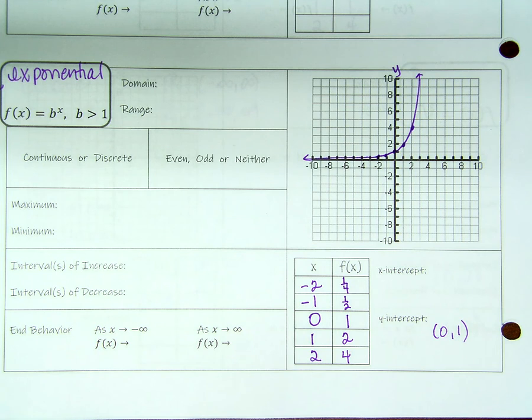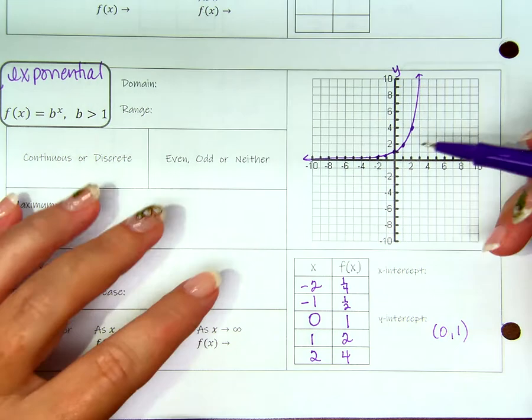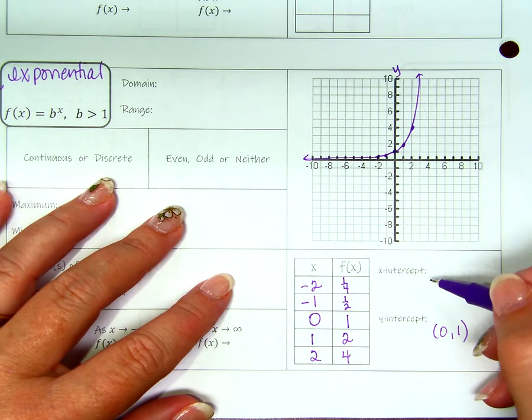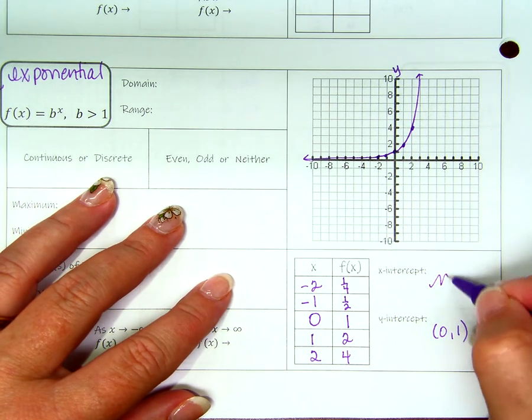So I like talking about asymptotes because I think they're funny. And I have lots of stories for you when we get to this chapter to talk about asymptotes, okay? But for now, just trust me that it's there. And it never touches. So is there an x-intercept? No.